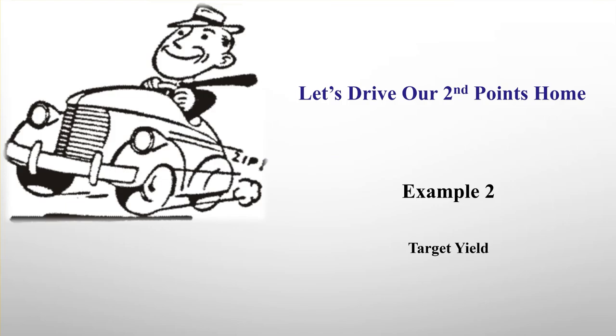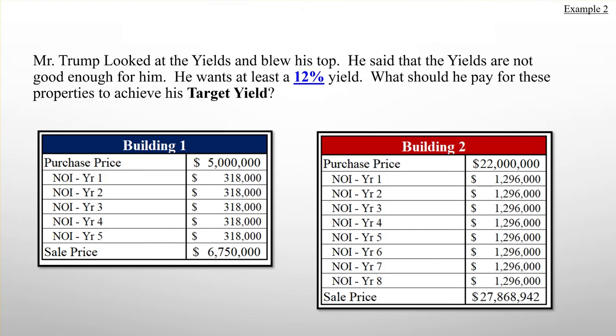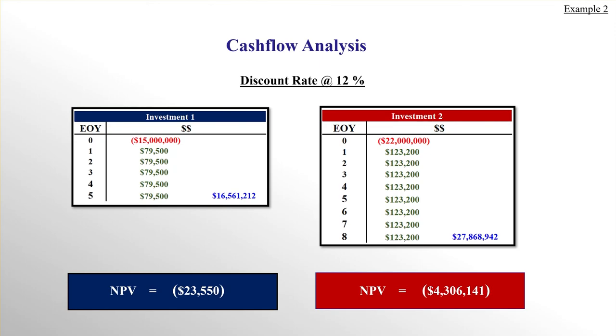Moving on to example 2, target yield. Mr. Trump looked at the yields and blew his top. He said that the yields are not good enough for him. He wants at least a 12% yield. What should he pay for these properties to achieve his target yield of 12%? We will go back to our cash flow analysis and we will run this analysis based on a 12% discount rate to determine our respective net present values.